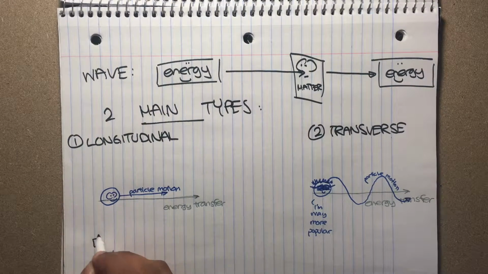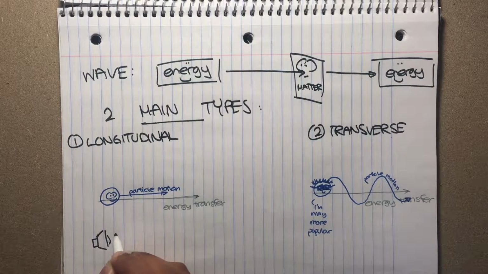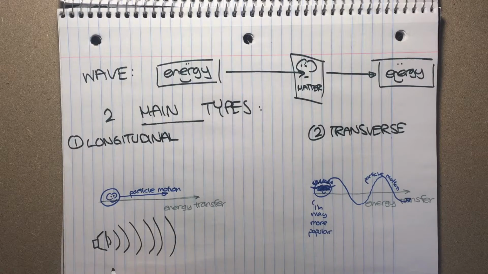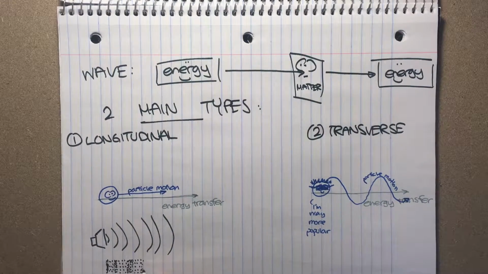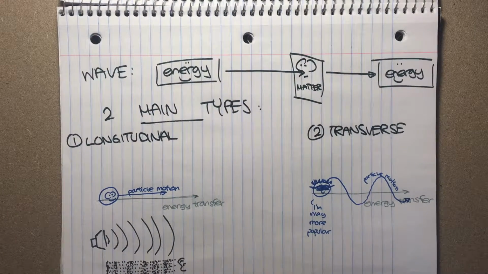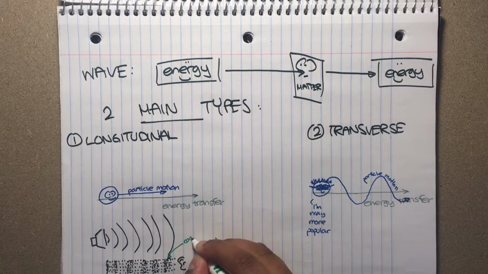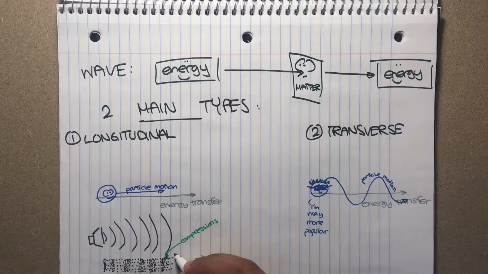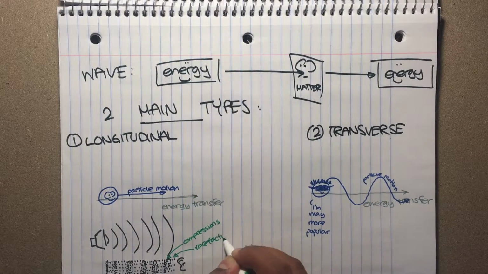An example of a longitudinal wave is sound. Music coming out of a speaker will travel through compression and rarefaction until it reaches your ear. In longitudinal waves, the parts of the wave where the particles are close together are the compressions, and where the particles are farthest apart are called rarefactions.